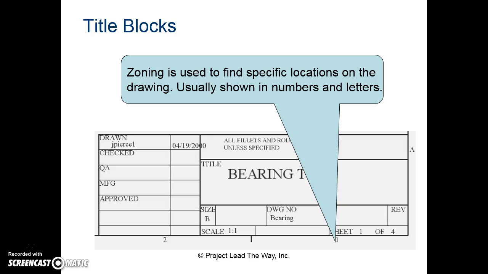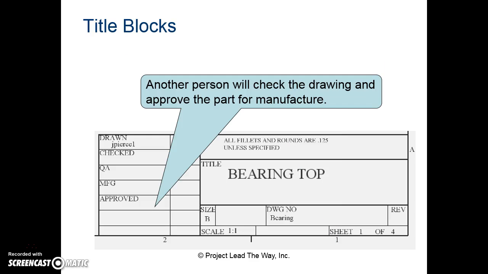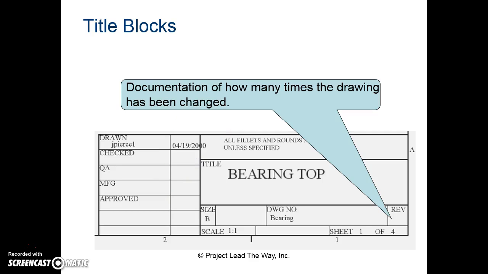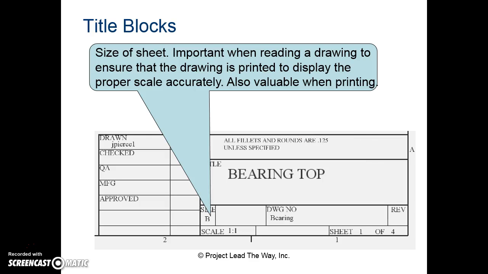Zoning is used to find specific locations on the drawing, usually shown in numbers or letters. Another person will check the drawing and approve the part for manufacture. And then documentation of how many times the drawing has been changed. And then this is the size of the sheet. Important when reading a drawing to ensure the drawing is printed to display the proper scale accurately.